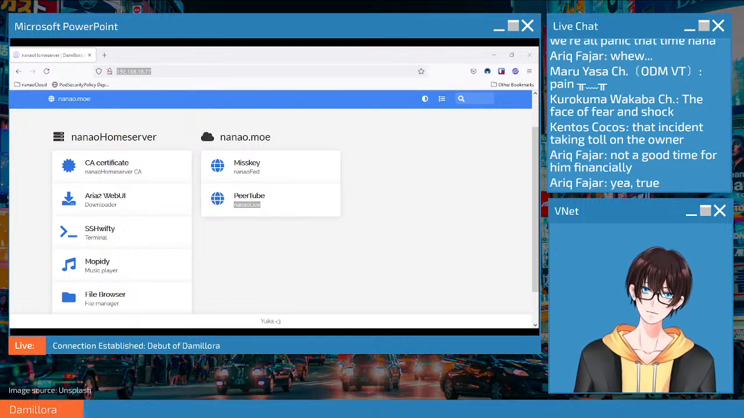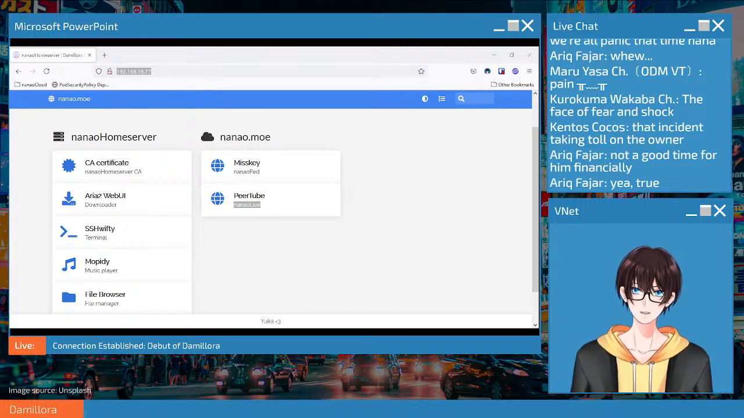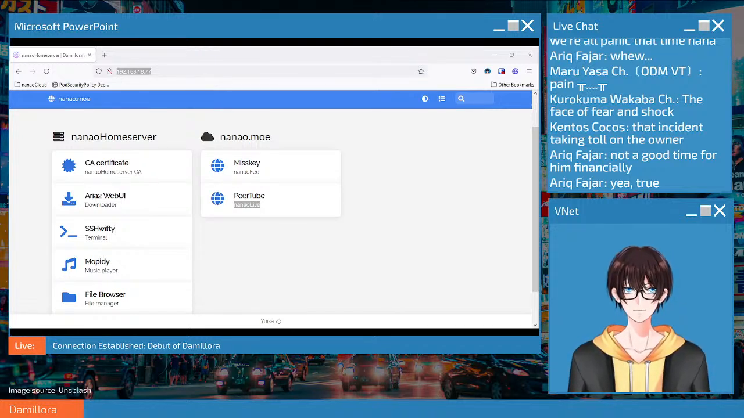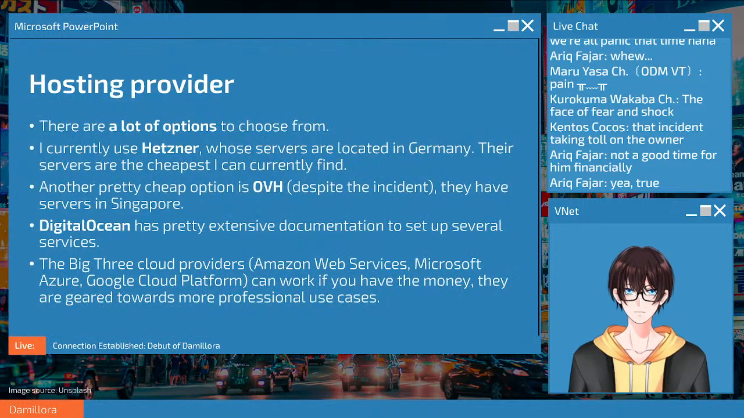And then the hosting provider. There are actually lots of options. I use Hetzner. They are located in Germany and they are the cheapest that I can find. There are a lot of options if you want to use hosting providers. I currently use Hetzner, which again is located in Germany, and their servers are the cheapest that I can currently find.